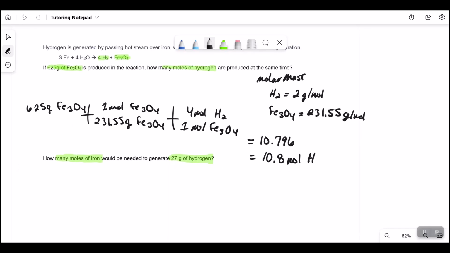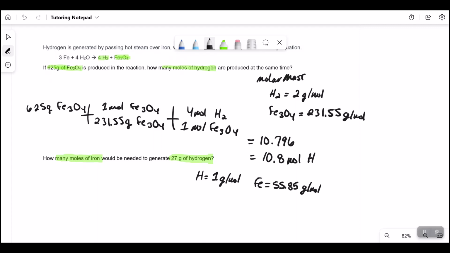In the next one, we're asked how many moles of iron would be needed to generate 27 grams of hydrogen. So we're starting with 27 grams of hydrogen, and we're going to moles of iron. So for the molar masses for each of them, for hydrogen, we're just going to have 1 gram per mole. And for iron, we're going to have 55.85 grams per mole. But since we're ending in moles of iron, we really won't need the molar mass of iron.